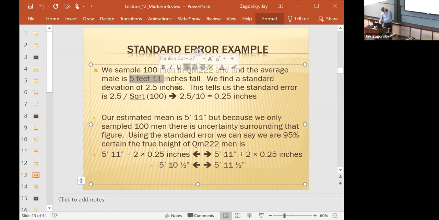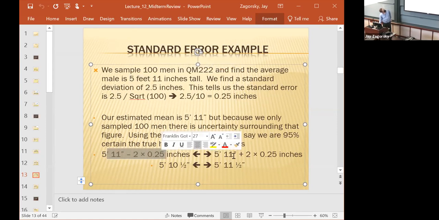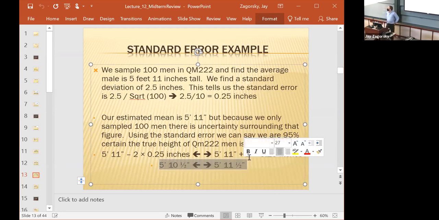So the estimate for 5'11", if we want to be 95% sure, is 5'11" minus 2 times 1/4 of an inch to 5'11" plus 2 times 1/4 of an inch. My best guess was 5'11", but if somebody reports, I'd say, men in QM222 are somewhere between 5'10.5" and 5'11.5". Give a range, show some uncertainty. Online, any questions? Those people on Zoom?